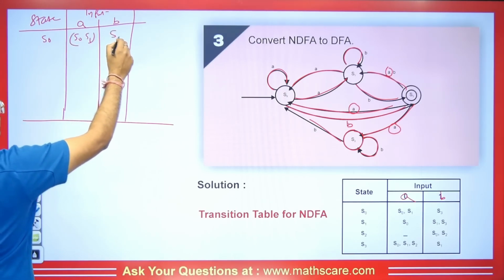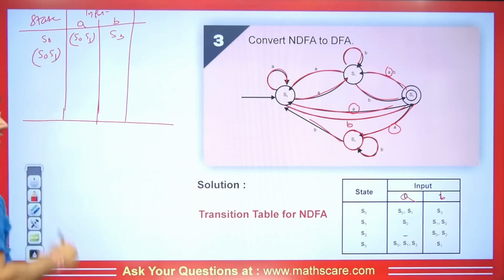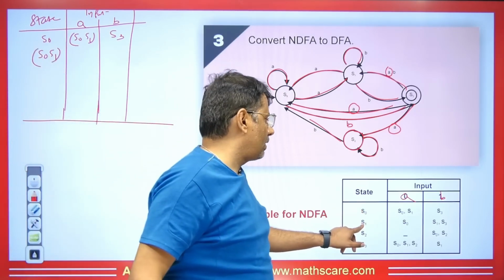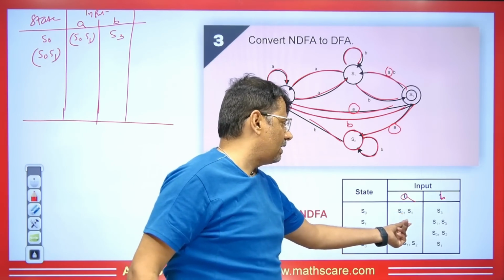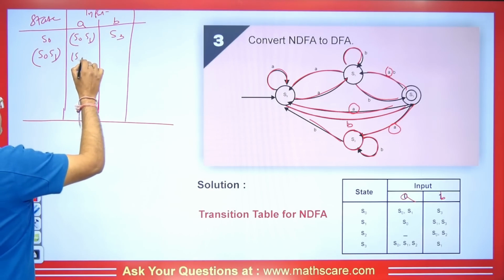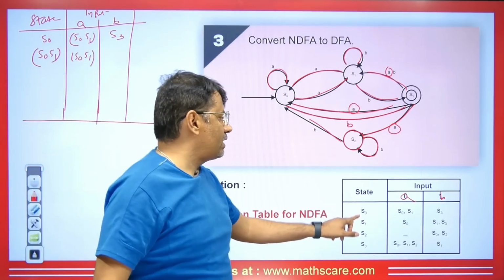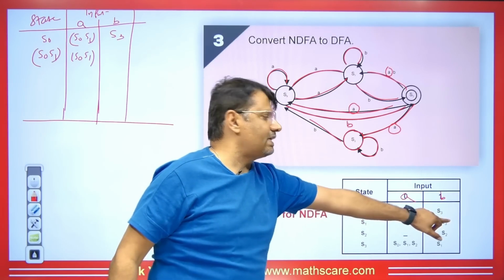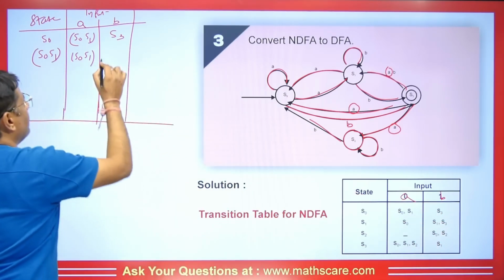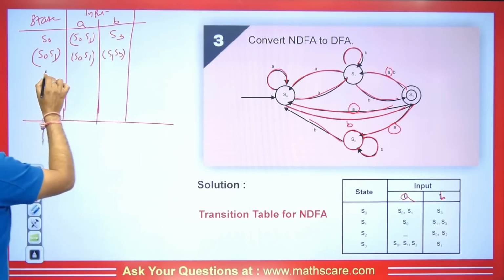Okay, students? Now listen, we'll take this S0, S1 here, right? Now come to S0, S1. Here we have S0 and S1, and here we have S0. So this S0, S1 will come here. Clear? Now check its input on B. So on S0, S1 for B, the input that is coming is S1, S3, right? So we will write S1, S3 here. Now listen, we have taken this. Now we will take this S3.